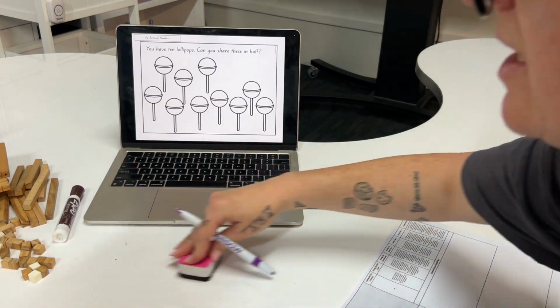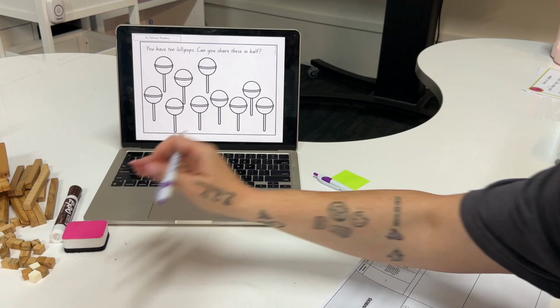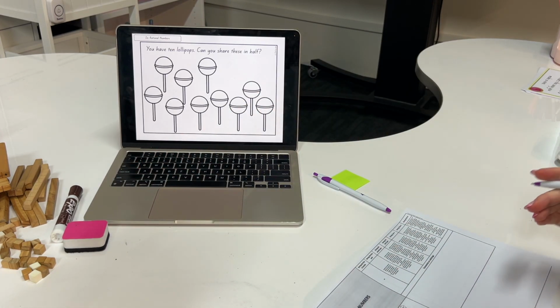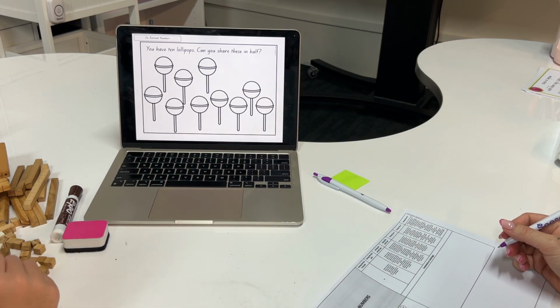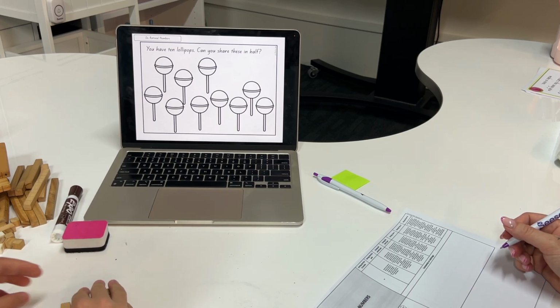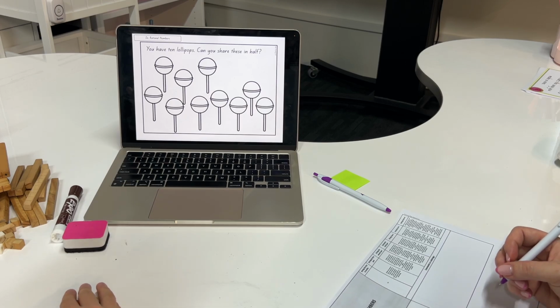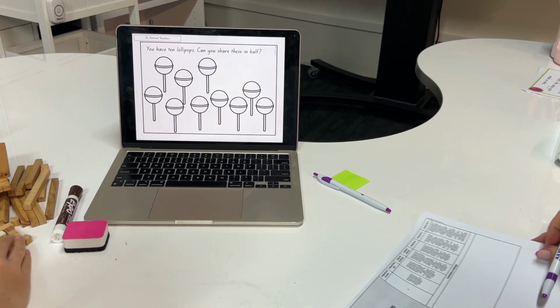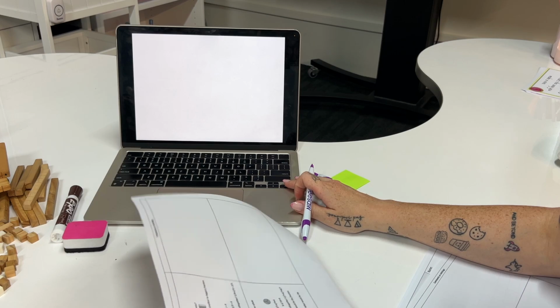Oh, awesome. This one here, you've got 10 lollipops. Can you share those in half? Can I use the blocks? If you need to, otherwise if you know the answer, you can just tell me the answer. 5. Oh, awesome. 5 is half. Great job. All right, we're going to move on to the next one.